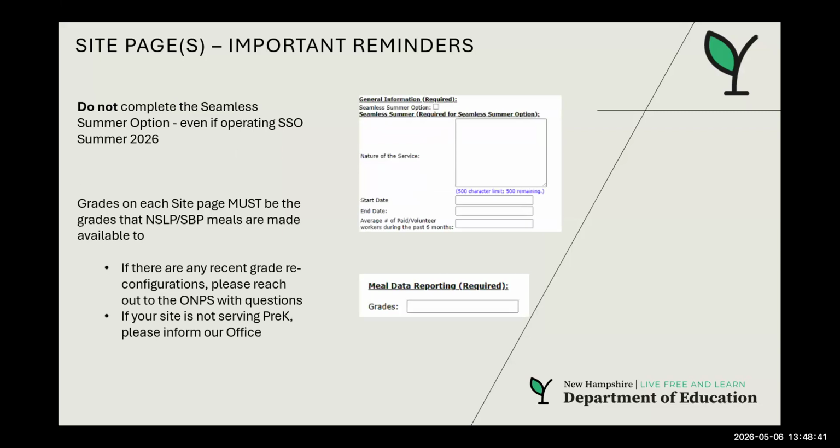So just a few reminders for the site pages. Please don't complete the Seamless Summer option fields, even if you're going to be operating the Seamless Summer for summer 2026. Also, the grades on each site page must be the grades that the National School Lunch Program and School Breakfast Program meals are made available to. So if there were any recent grade configurations within your site, please reach out to our office with any questions and we'll help you through that.